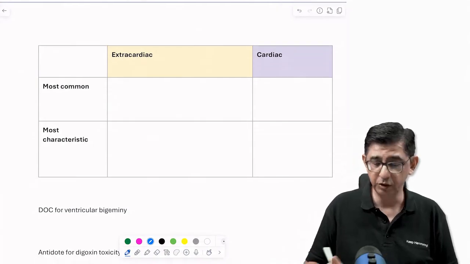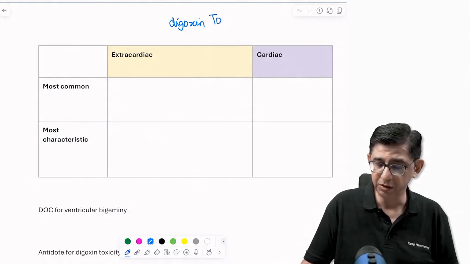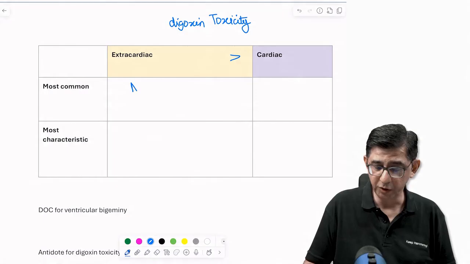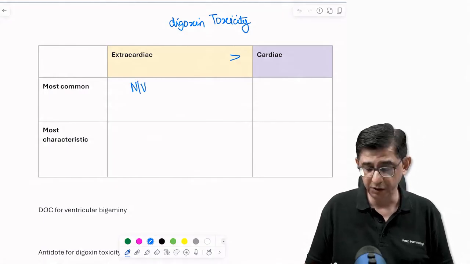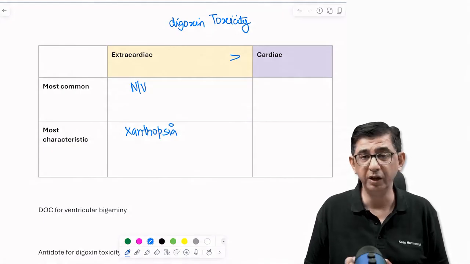Now we will focus on digoxin toxicity, which is the core aspect that I wanted to say. In digoxin toxicity, we will divide the discussion into extracardiac and cardiac side effects. The most common extracardiac side effect happens to be nausea and vomiting. But if he says the word most characteristic, it is xanthopsia. Xanthopsia basically means yellow vision in a patient. You don't read this word anywhere else.